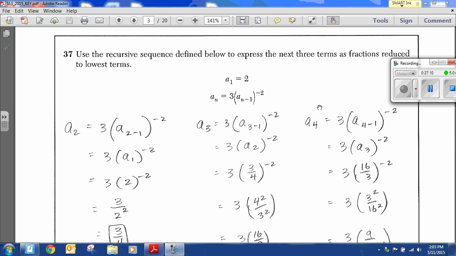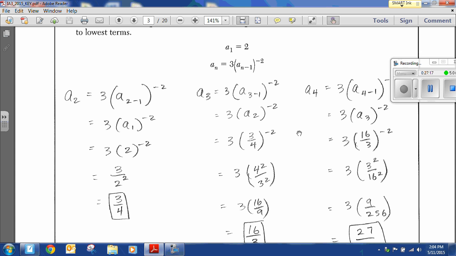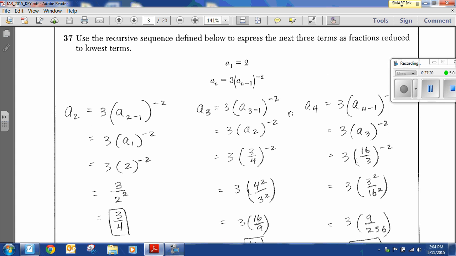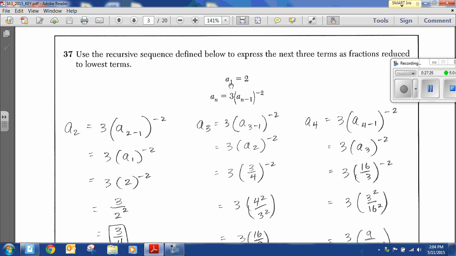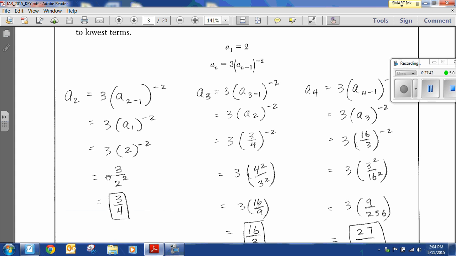Number 37, let's use a recursive sequence to express the next three terms as a fraction reduced to lowest terms. So what we're going to do is start with A2, because they already gave us A1. A sub 2 is basically 3 times A sub n minus 1, so it's 2 minus 1, which is A sub 1 to the negative second power. And lucky for us, we know what A sub 1 is. It's 2. So 3 times 2 to the negative second power is 3 over 2 squared.